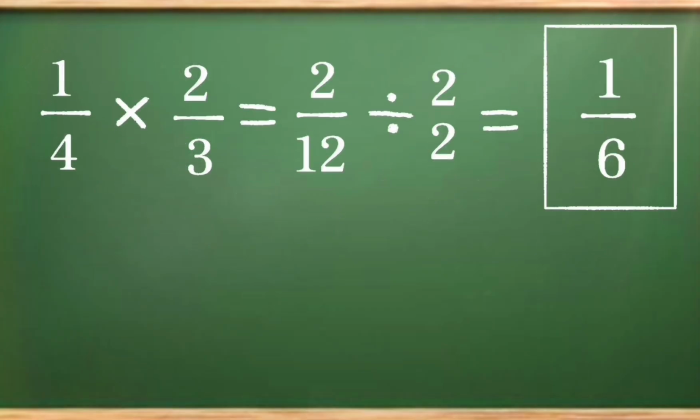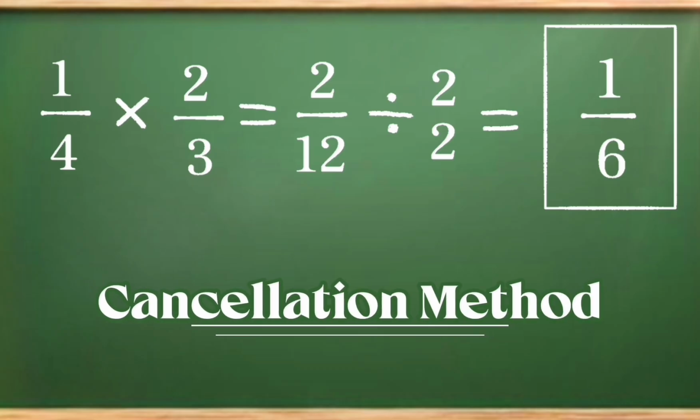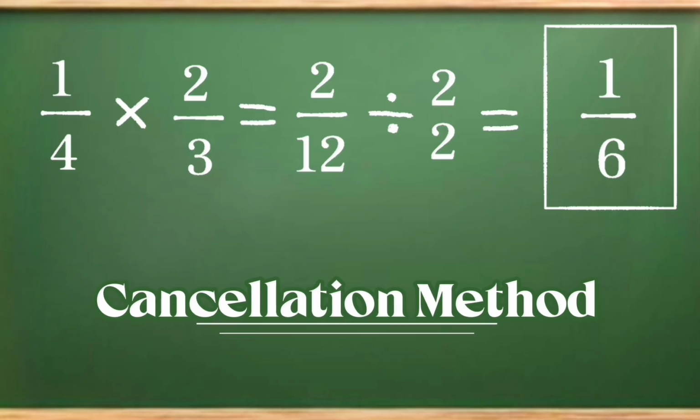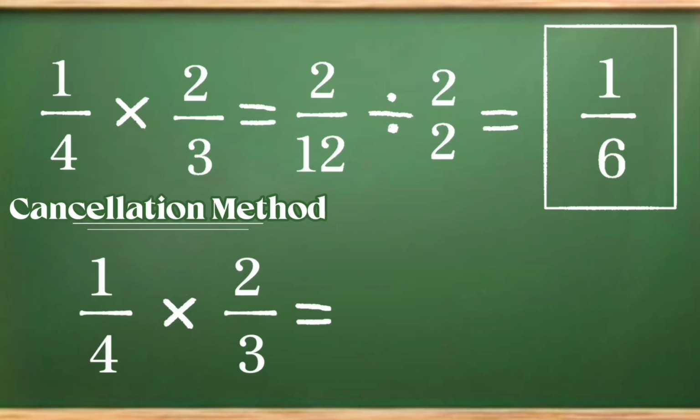Now, I will show you another method that you will love. It is the cancellation method. In the cancellation method, instead of simplifying our final answer, we are going to simplify the fractions inside the problem. Meaning, we are going to look for a numerator and a denominator which have a common factor. Here, we can see that 2 and 4 have a common factor of 2. Therefore, we can divide each of them by 2. 4 divided by 2 is 2, while 2 divided by 2 is 1.